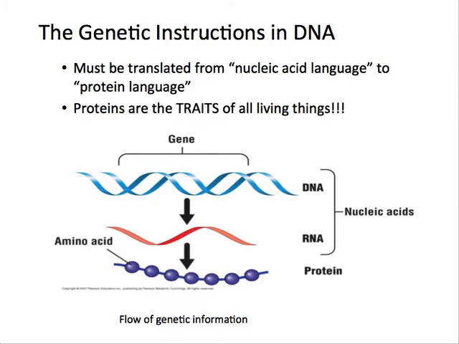translating the language of DNA into protein language. This is the central dogma of biology, in which DNA is transcribed into the language of RNA, and then the RNA is translated into a protein. This flow of genetic information allows organisms to build themselves and to ultimately differentiate their cells and produce new traits.